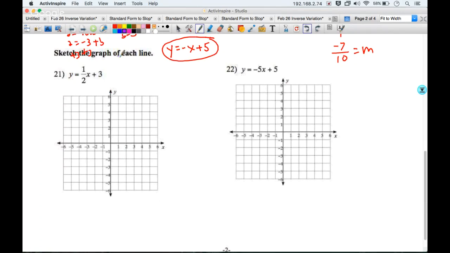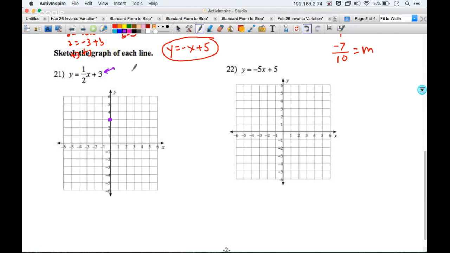Sketch the graph of each line. All right, we learned how to do this with tables, but then we said goodbye to tables and started doing it without tables, and it's not too difficult to do without a table. The thing is, you start at the starting value. If I've got a y-intercept of 3, I want to start by putting a point on the y-axis at 3. Then I want to find more points by using the slope, 1 over 2.